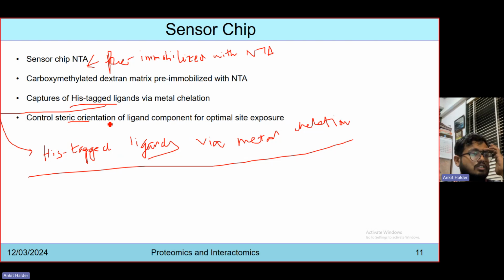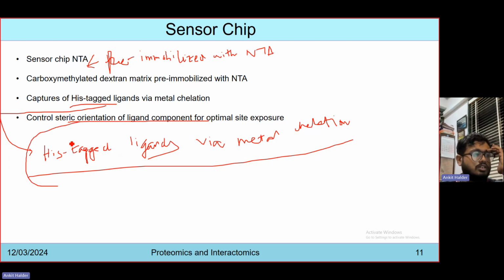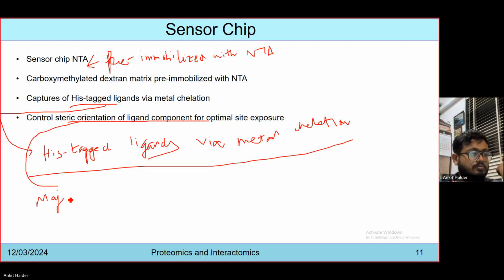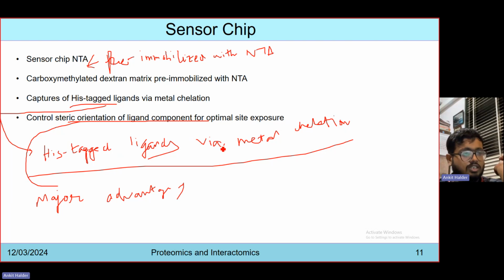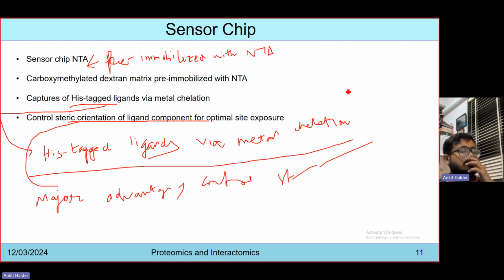And this controls the more optimal site exposure. So the major advantage is that it controls the steric orientation and ligand component for optimal site exposure.